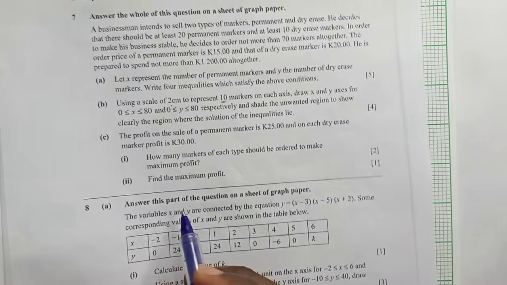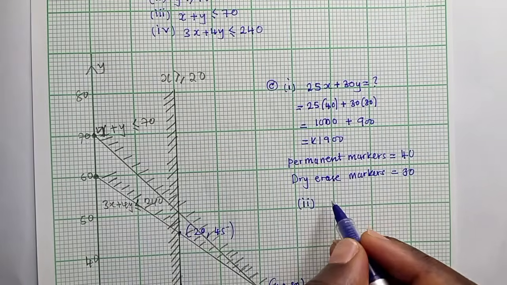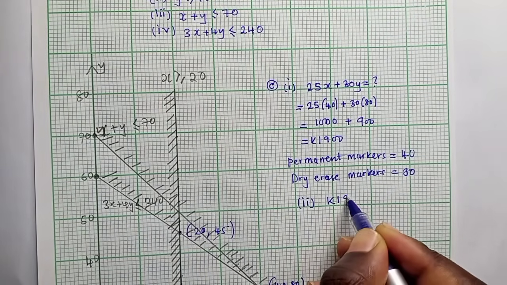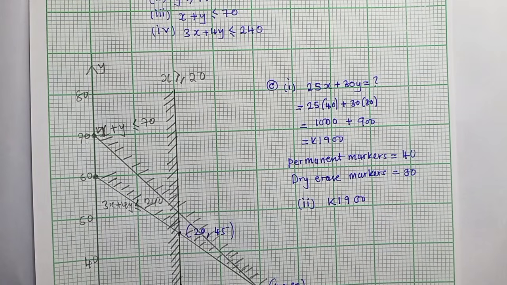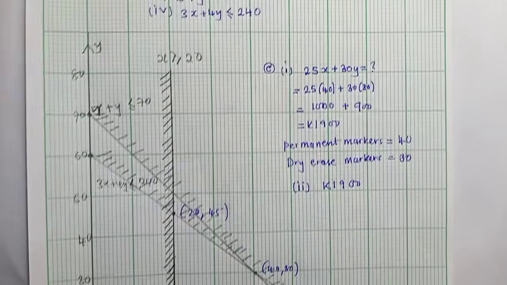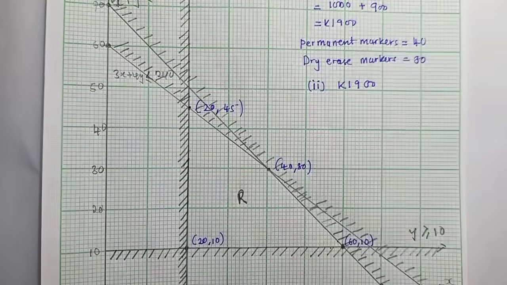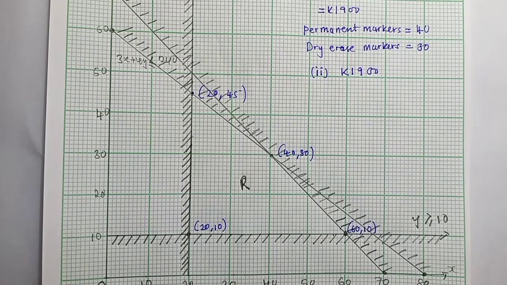Lastly, the last question here, they're saying find the maximum profit. So the maximum profit will just be 1900 kwacha. All right, so we are finished answering this question. And this is how it looks. Very nice. So make sure your solutions are good and nicely done on this one so that you get all the marks.